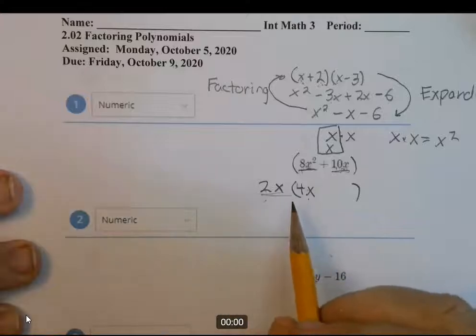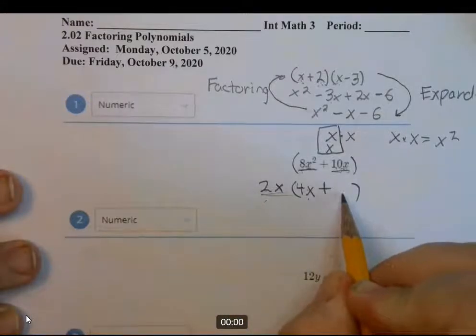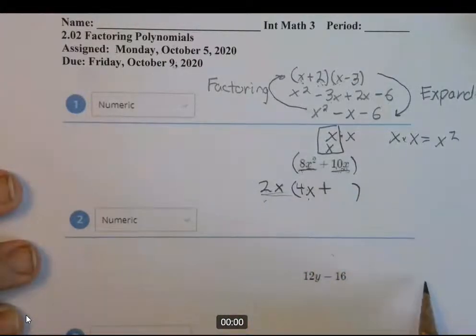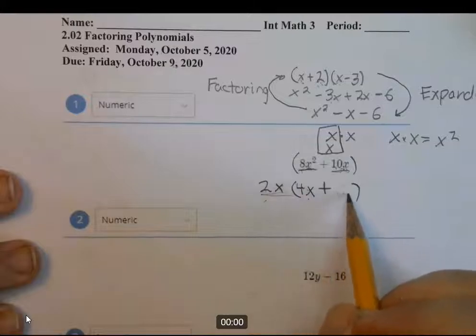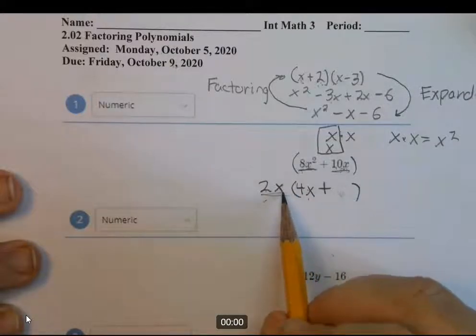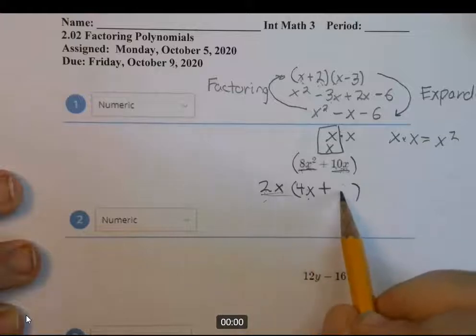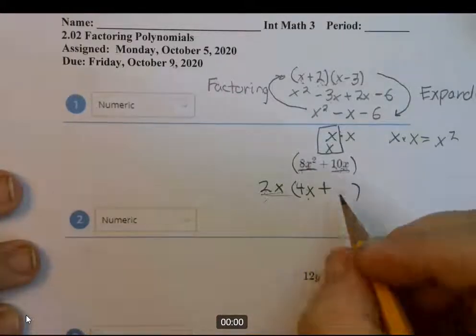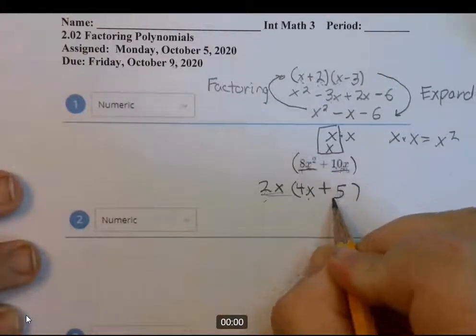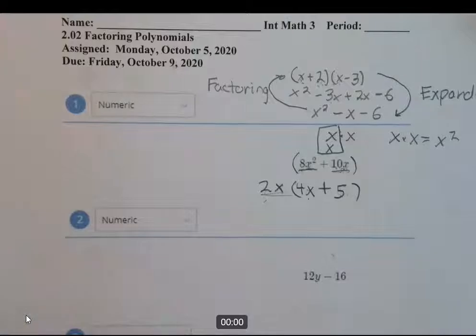Now we need to get 2x plus something gives us 10x. Well, we don't need to multiply it by anything x down here because we already have an x there. So it would be x times 1 would be x. 2 times what gives us 10? And of course that would be 5. So that is the factored form of this.